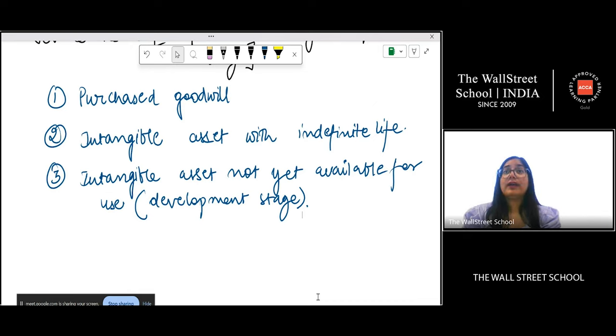The third thing that can be there is an intangible asset that is not available for use, which means we will not be charging any amortization on that asset. Assets are only depreciated or amortized when they are available for use. So if your asset is in the development stage, that means if an asset is not available for use, we will not be depreciating or amortizing that asset. So in that case, every year we need to do impairment testing.